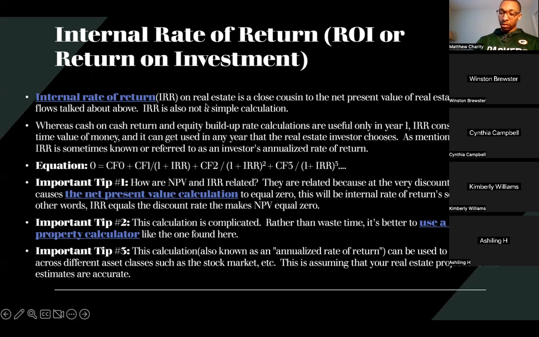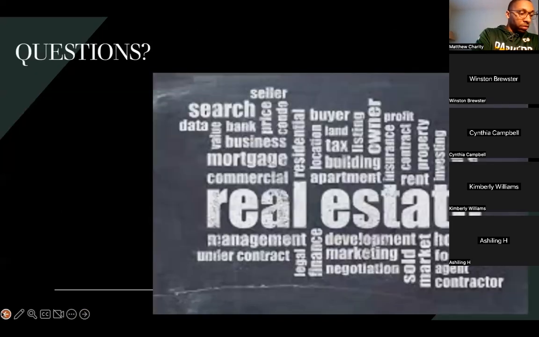Okay, ROI, return on investment. This is also known as the internal rate of return. So if you heard any of those three terms, sorry, they mean the same thing.